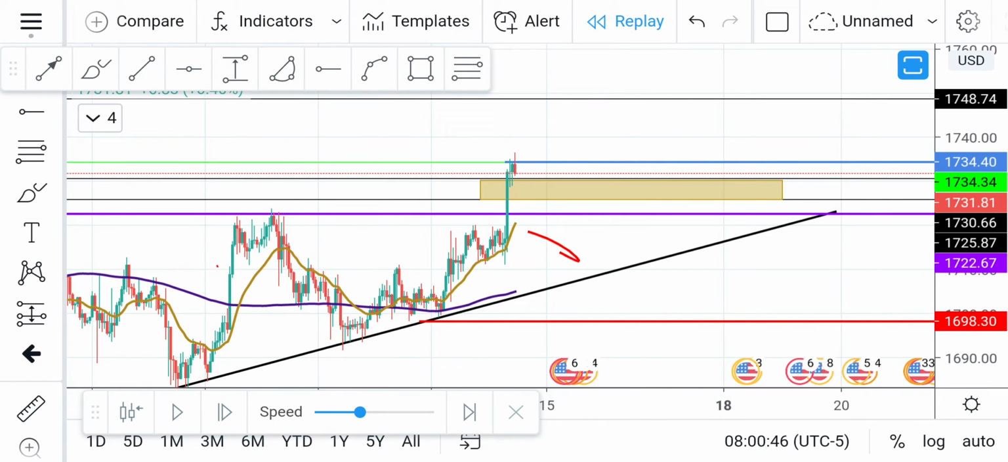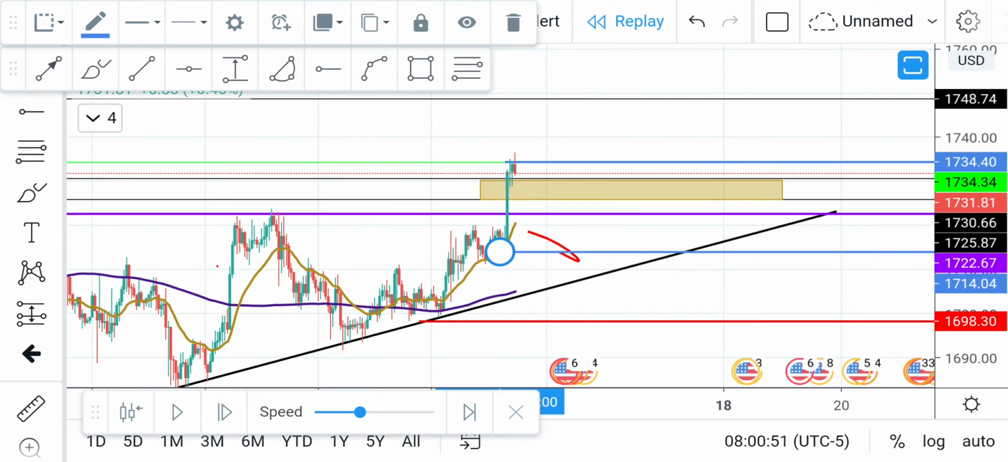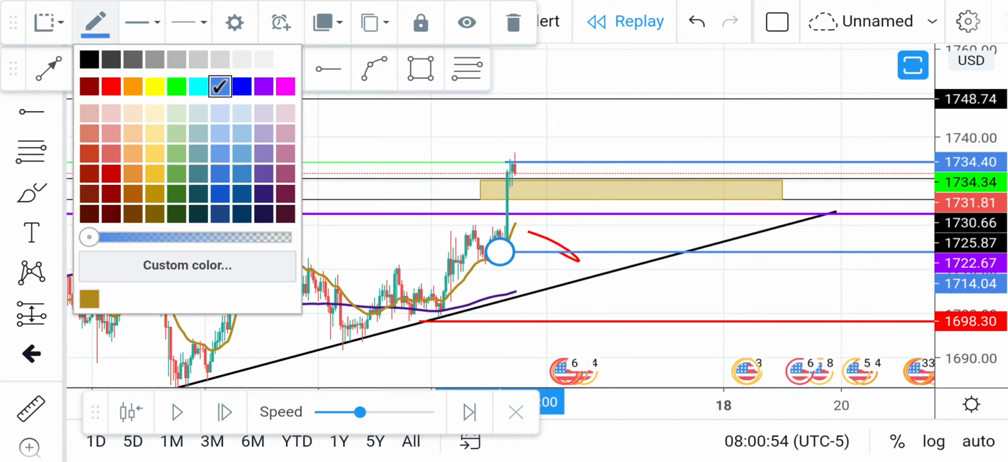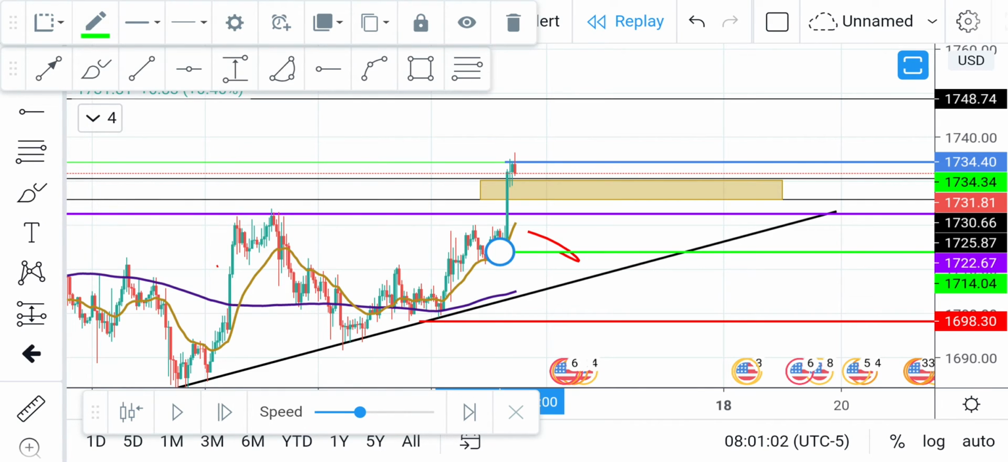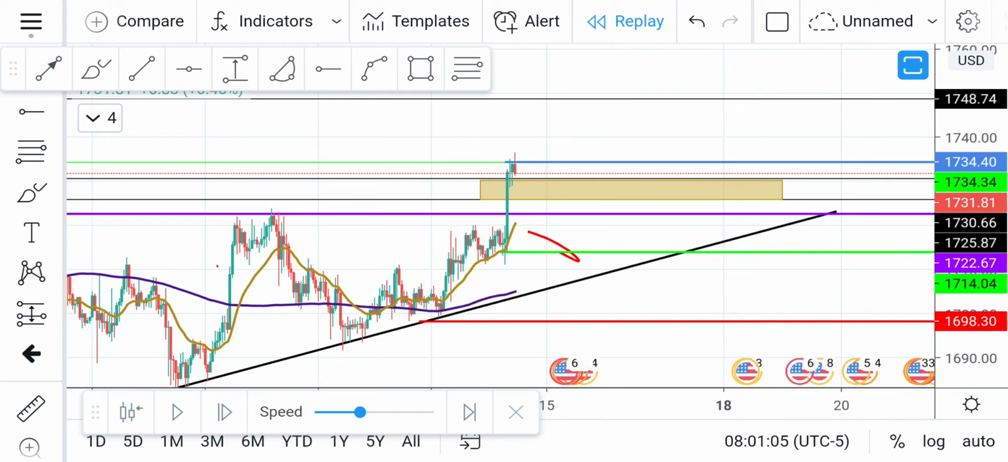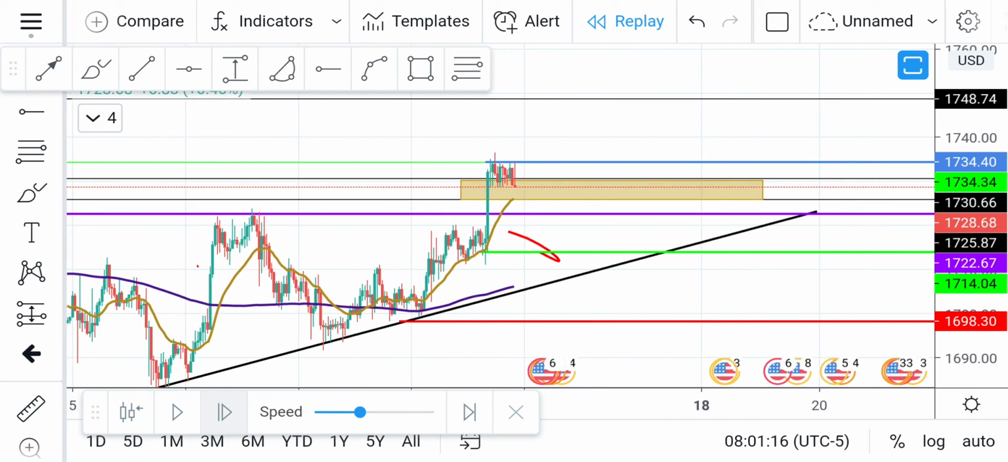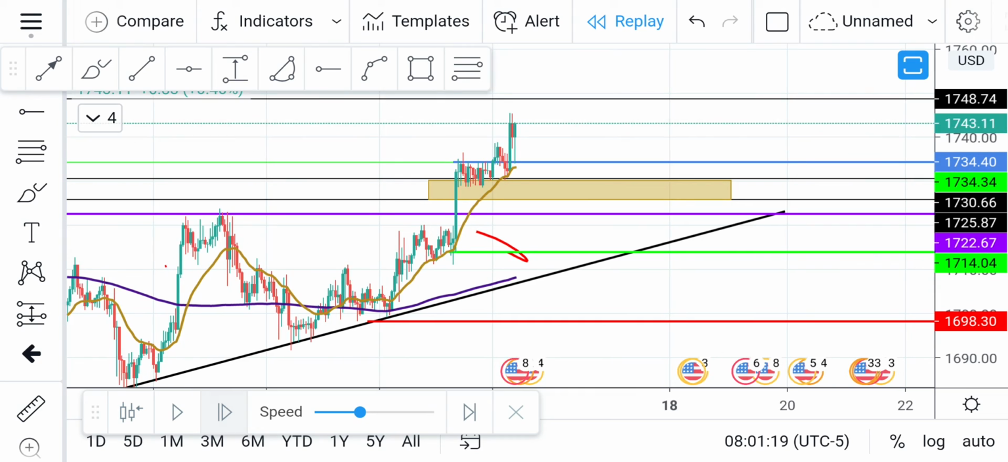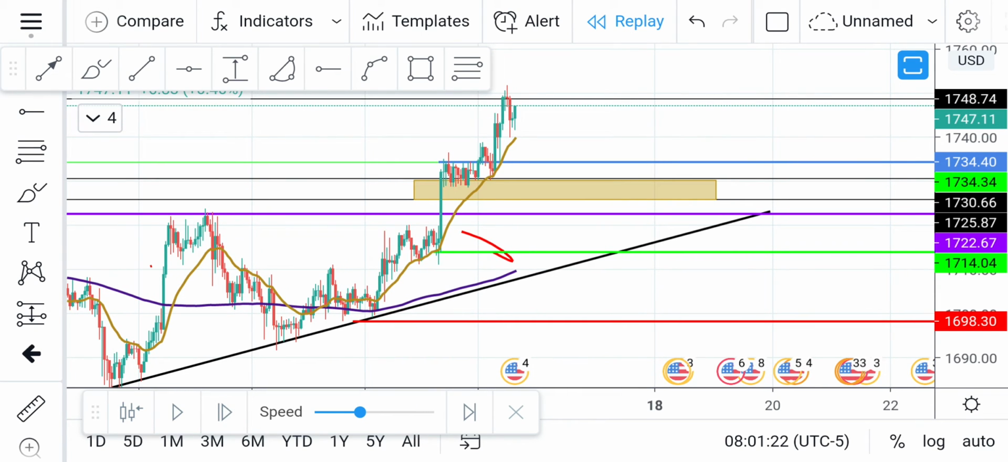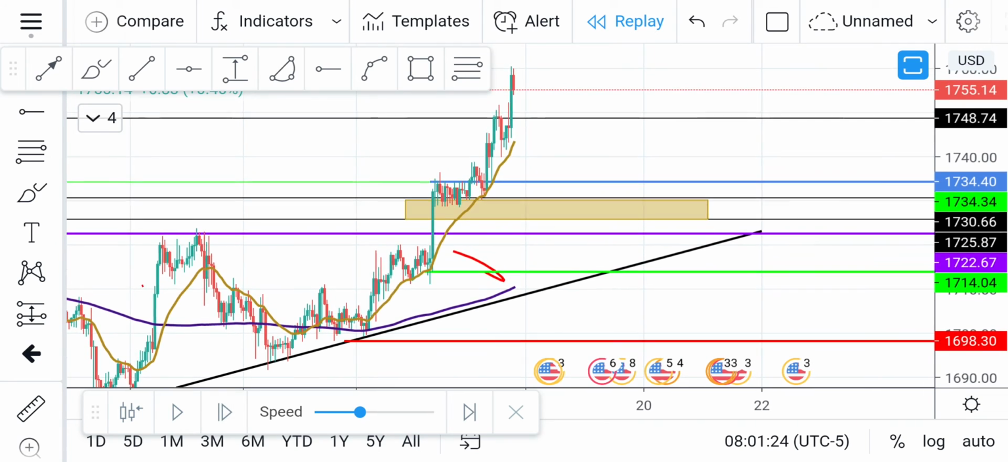So your entry was here. Let me add it as, let's say, green. So your entry was this green line over here, your stop loss was here, and your take profit was here. And you saw how price went to your take profit immediately before it started pulling back. So if you had just set your take profit over there, you would have caught that move at least.